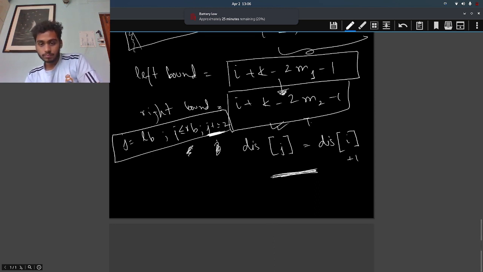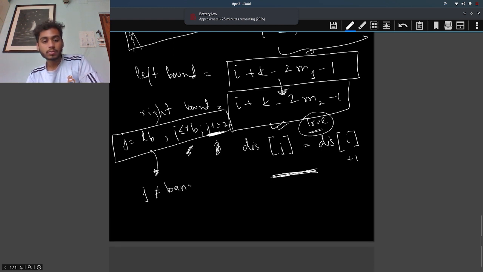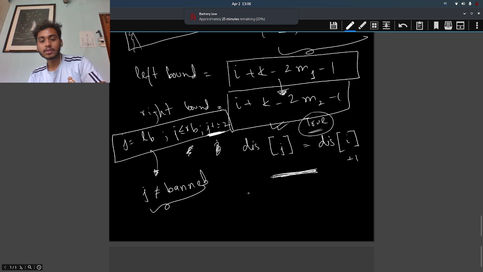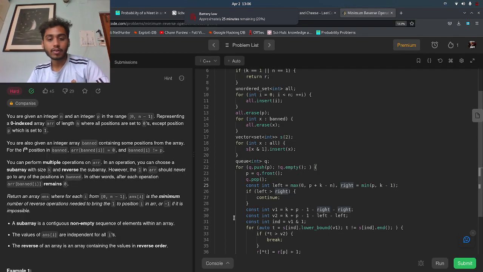Fine, this is true. Now the question is, what will these values of j be? This j cannot be equal to any element in banned, because banned positions cannot be reached, right? Also this j should not be equal to p, that is obvious. P is the starting element, because our starting position will be p in the BFS. That is all. And what else?